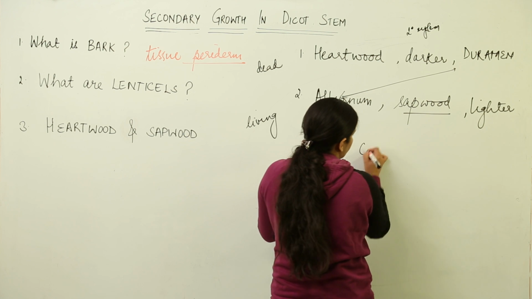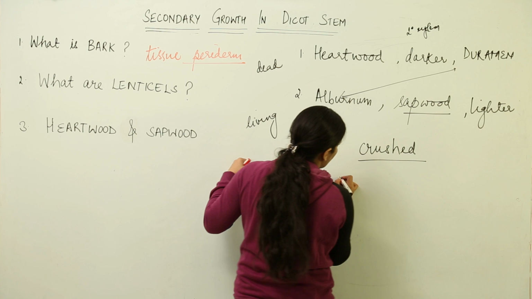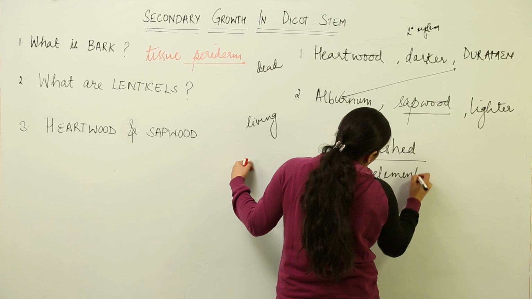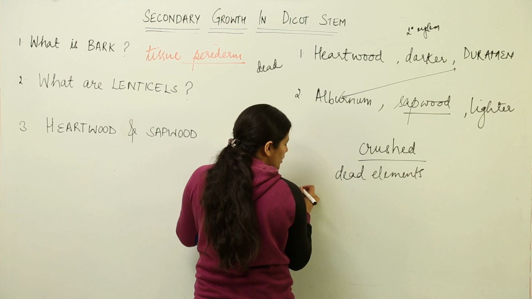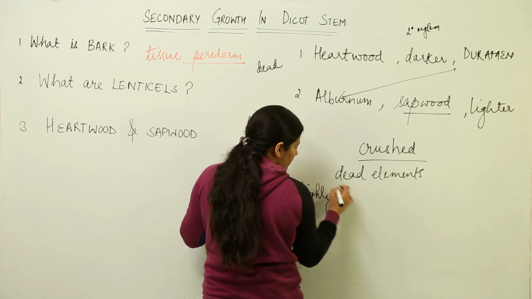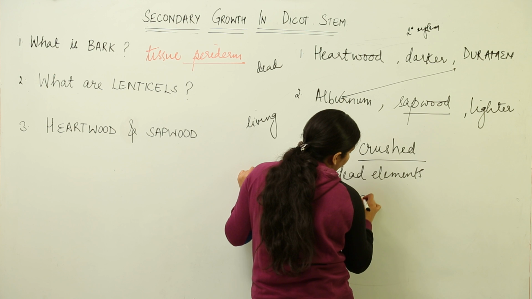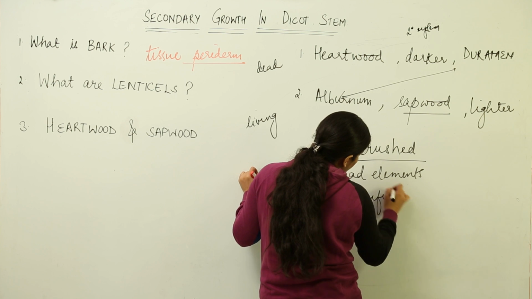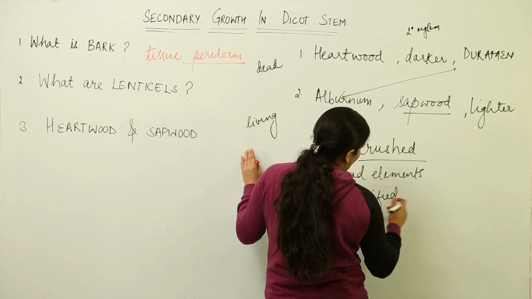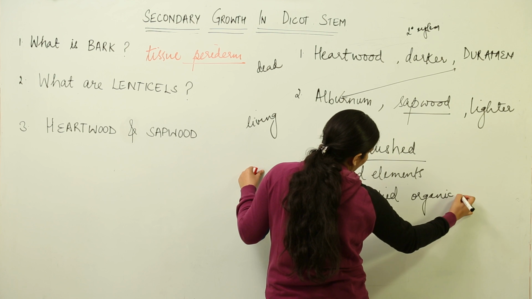So another thing that you have to remember is that in the heartwood there are crushed cells and there are dead elements. Now these dead elements which are highly crushed are highly lignified. They are crushed, they are dark. Why are they dark? Because they are highly lignified. Why are they resistant, and what is the purpose of them getting lignified? They are highly lignified and they have organic compounds stored in them.